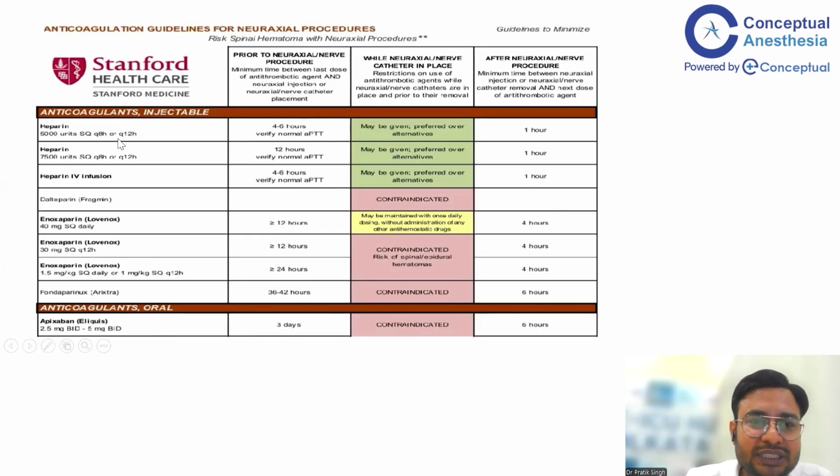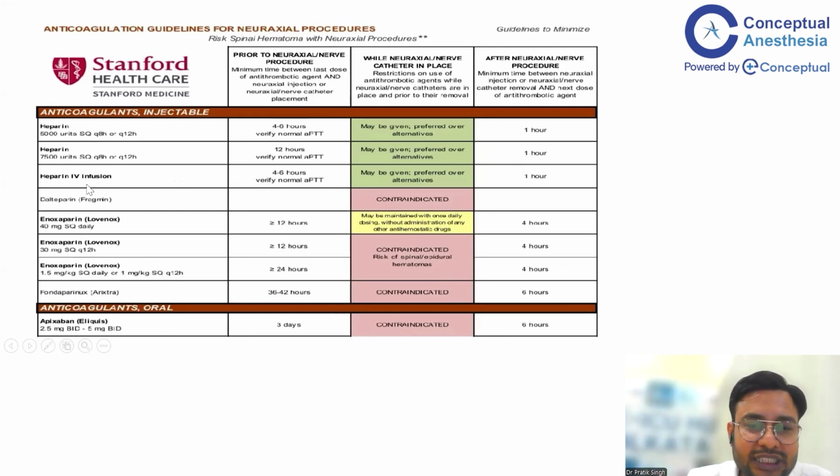If we are using prophylactic doses of heparin, it has to be stopped 4 to 6 hours prior to any neuraxial block, be it spinal, epidural, or any kind of lumbar puncture. If it is an emergency, please verify with the APTT, which is an intrinsic pathway test. Heparin is monitored by APTT only. If the catheter is in situ, you can use heparin, but prefer an alternative. After removal of the catheter or after doing the block, after 1 hour you can give heparin.